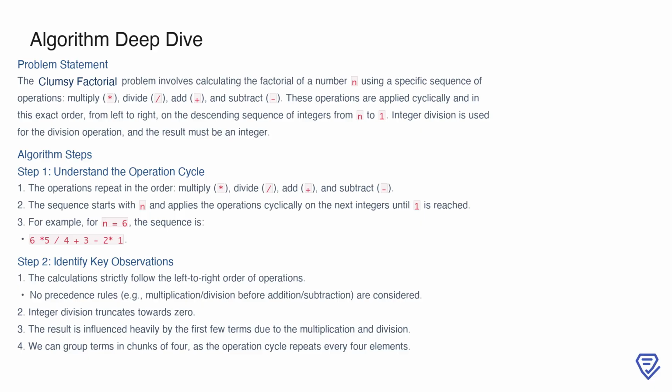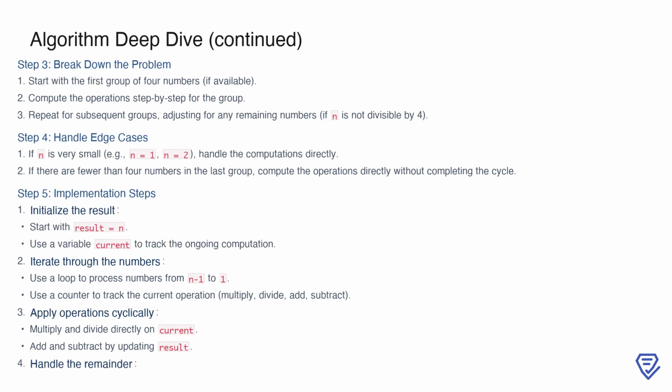One key observation is that the first few operations, multiplication and division, tend to dominate the result due to their order and relative impact. Additionally, because the operations repeat every 4 steps, the problem naturally divides into manageable chunks of 4 numbers, which simplifies both understanding and implementation. To solve the problem, we start by breaking it into smaller steps.